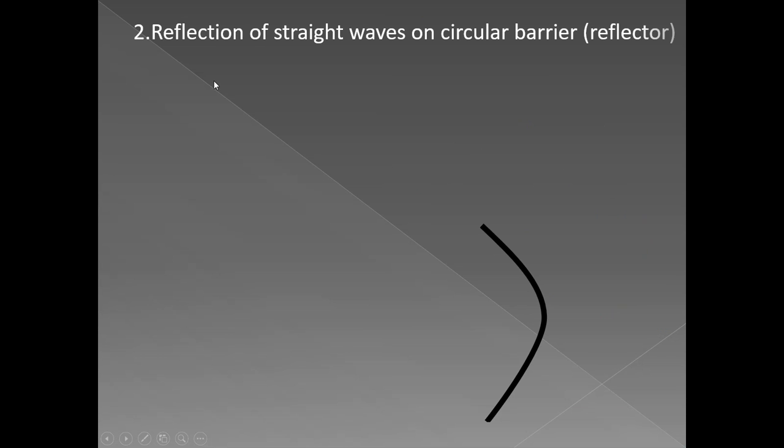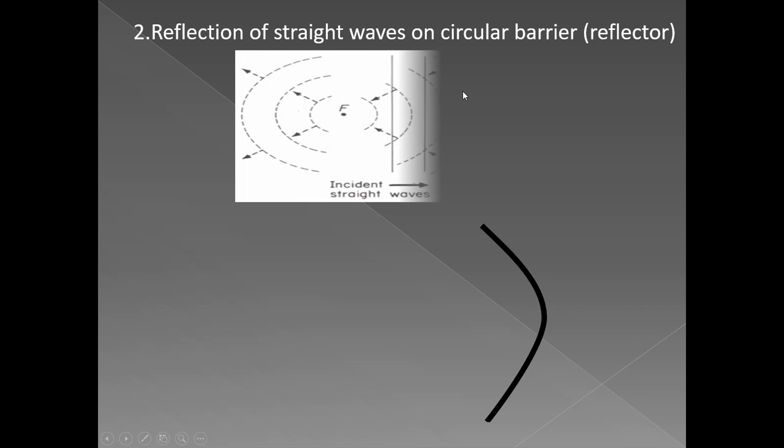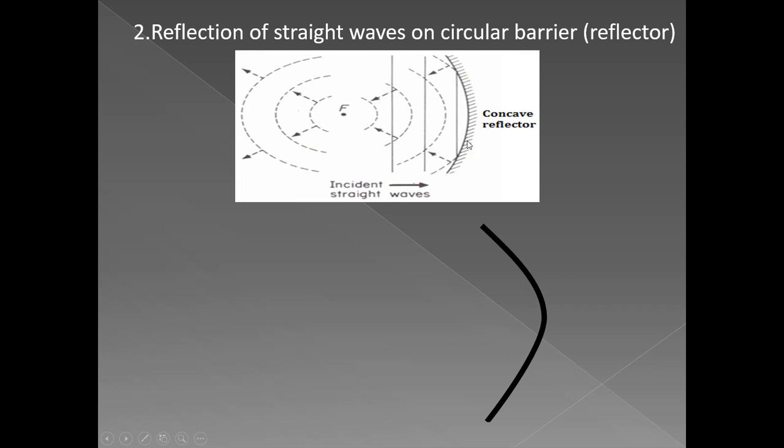Now we are going to look at the reflection of straight waves on a circular barrier. We have looked at reflection of straight waves on a plane barrier, on a straight barrier. How about if it is curved, or a circular barrier? For example, this shape, which is a concave reflector. If I have something shaped like this as the reflector, how do the plane waves go? This diagram is showing that they will produce circular waves coming back, but at this point here there will be a focal point which will act as a source to produce other waves which have changed shape.